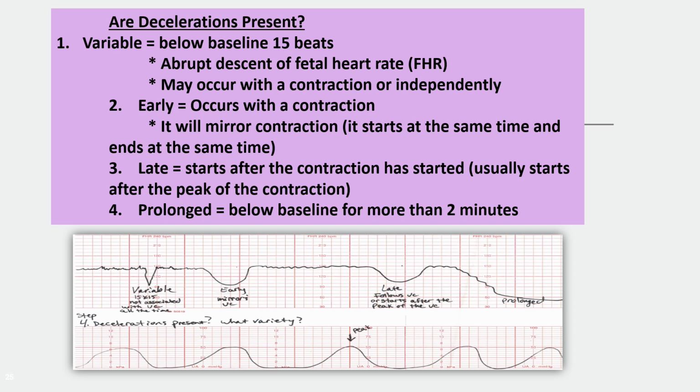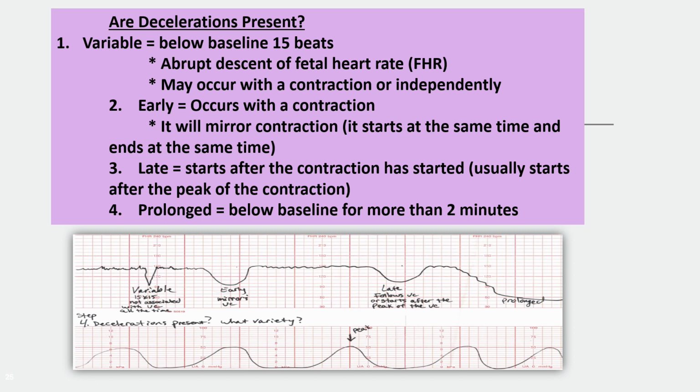I want you to think about variables as being different from the other types of decelerations in the fact that they're based on characteristic, not timing. The other types, we're going to talk about timing. This one, it's kind of an isolated thing. It drops off, it comes back up. It may happen with a contraction, it may happen independently of a contraction, but they're based on characteristic. So separate that.